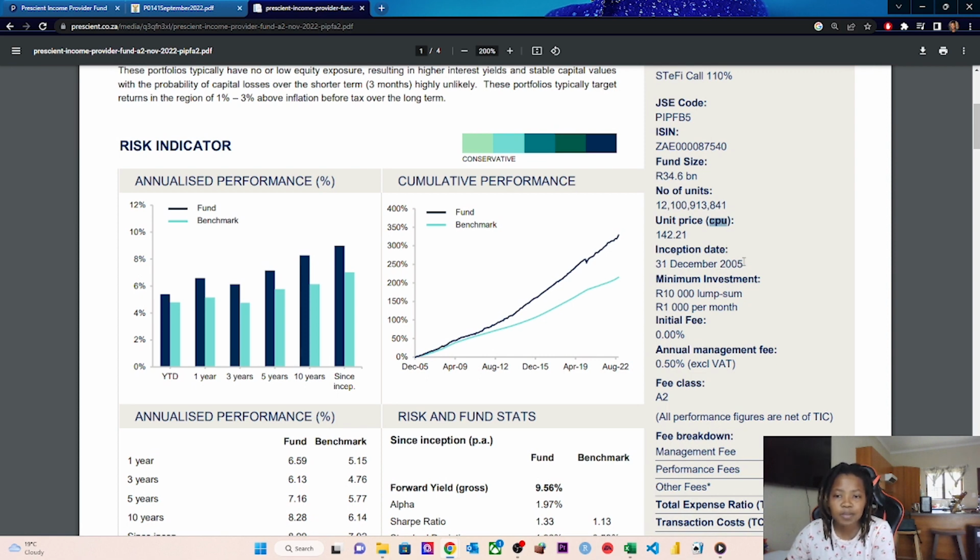Okay, and then you've got the inception date. So this fund has a long track record. 31st December 2005. What is that? 17 years. So that's a solid track record. That together with fund size, you'd feel good because you're thinking, okay, other people have invested and it's been standing steady since 2005. So me putting in my 10,000 Rand there, my money's still going to be there at the end of the month. So it's just a trust factor more than anything.